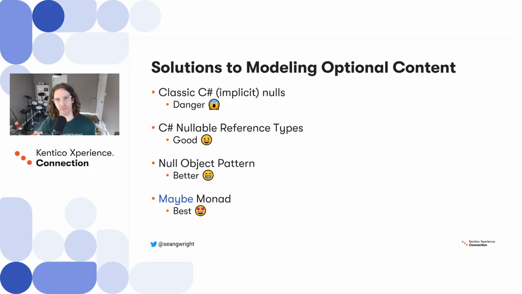So this ranking is my personal opinion. I've tried out these various options in different applications. I found the maybe monad to be the best option, but they each have their pros and cons, and you should try them out and see what works for your project or your team. However, always avoid implicit nulls in C# if possible.